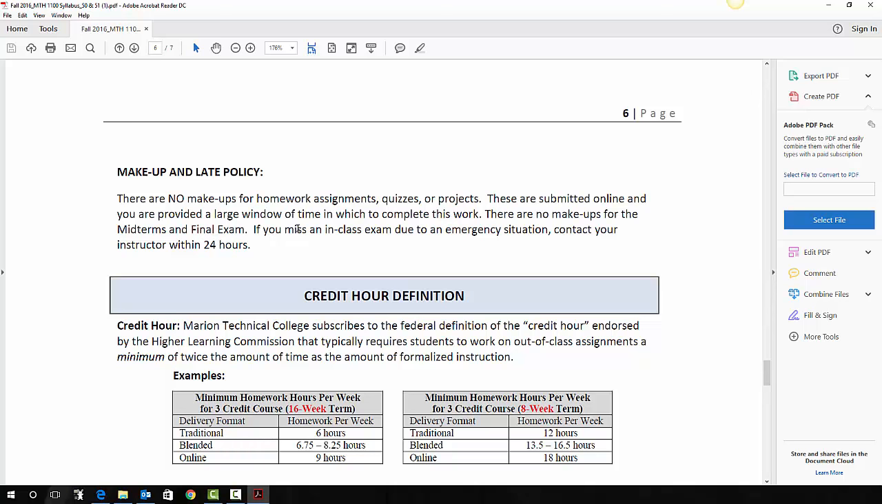But if you do happen to miss an in-class exam due to an extreme emergency situation, for example, if your wife was pregnant while you're taking the course and she had a baby, or something that extreme, I'm going to be reasonable and I can work with you on that. But if it's not something like an emergency, like I just overslept or I just didn't get the work done, that's not going to work. And you do need to contact me immediately if you do have an emergency situation.